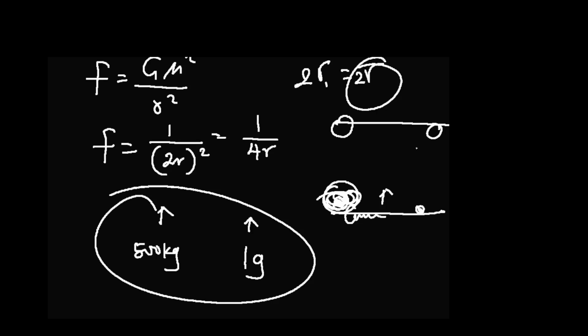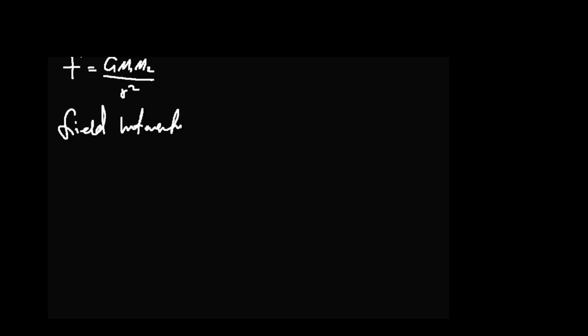Yes, sir. All right. So note that equation. For us to calculate the force of attraction between two masses, we have that F is equal to G m1 m2 all over r squared. Now, what other things do you need to know? We need to know about the field intensity, how to calculate the field intensity of a gravitational field.